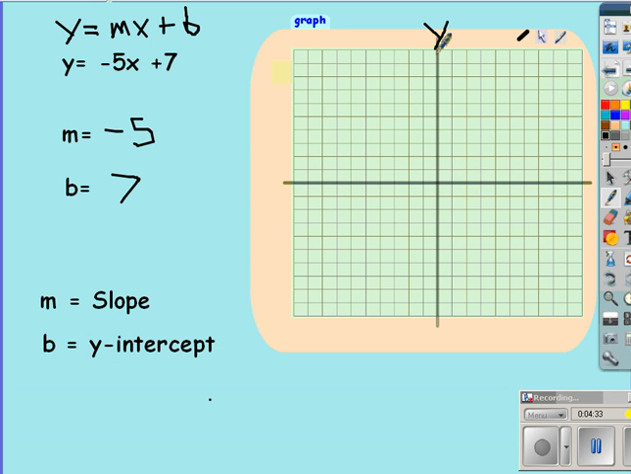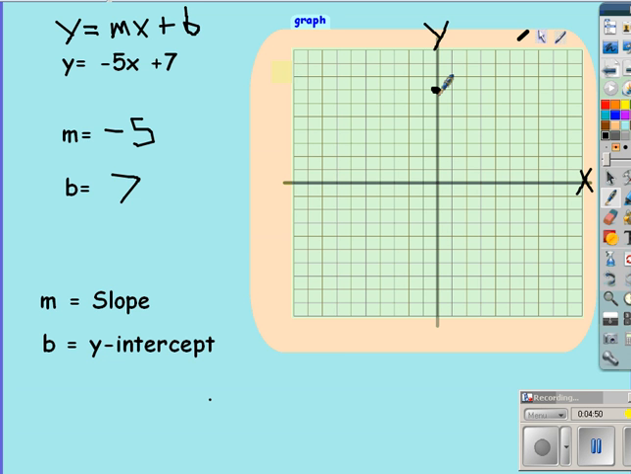Here's my y-axis, here's my x-axis. So at y equals 7, 1, 2, 3, 4, 5, 6, 7, there's my y-intercept. Now to make a line, I need 2 points. I have 1 right now.